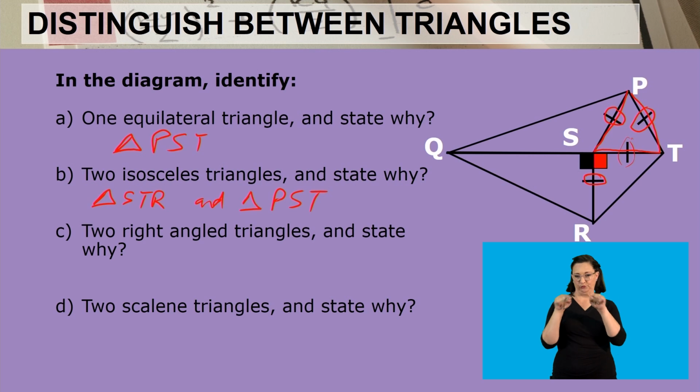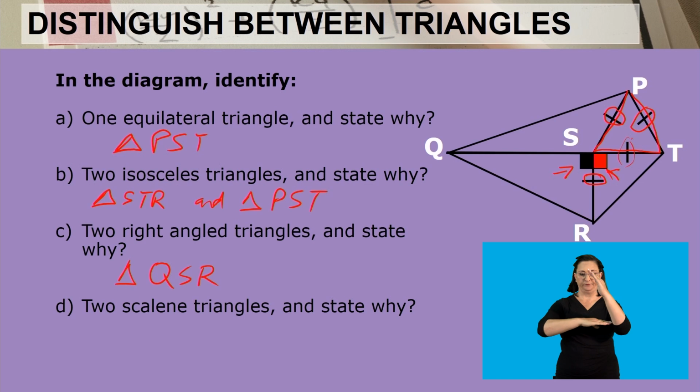Let's look at the next one, which is find 2 right-angled triangles. Of course, for these ones, we just go to the triangle and look for the right angle. There is the right angle there. So it is in triangle QSR. And the other one is there. So that would be triangle STR. So those are the two triangles that have right angles.